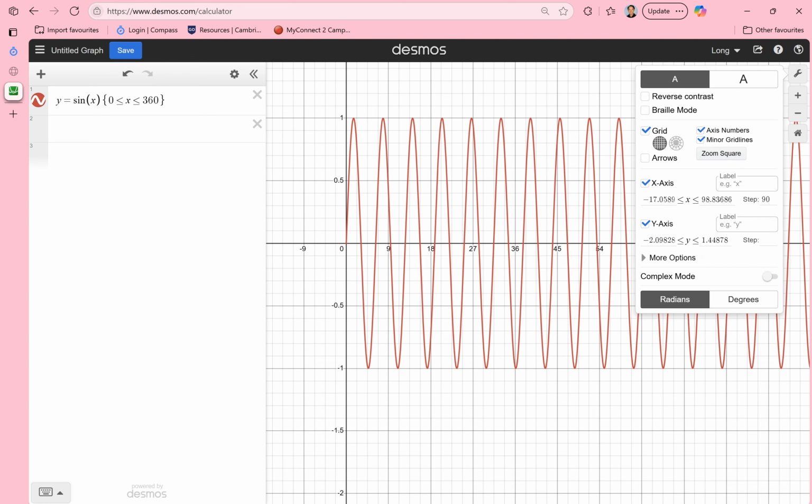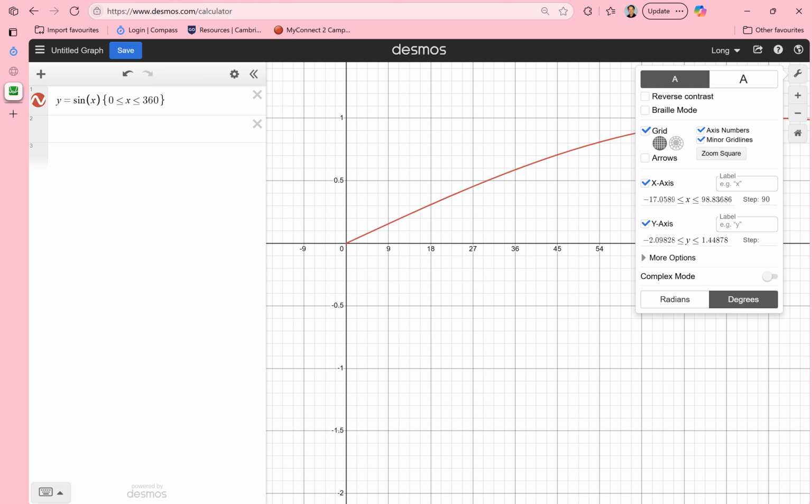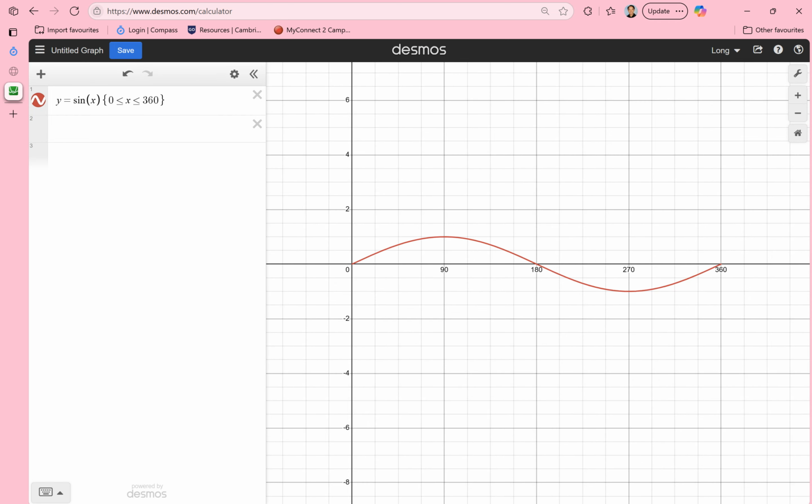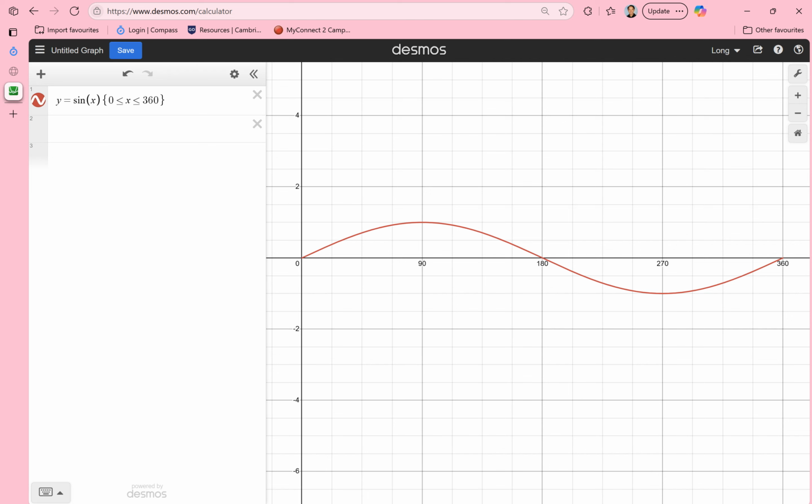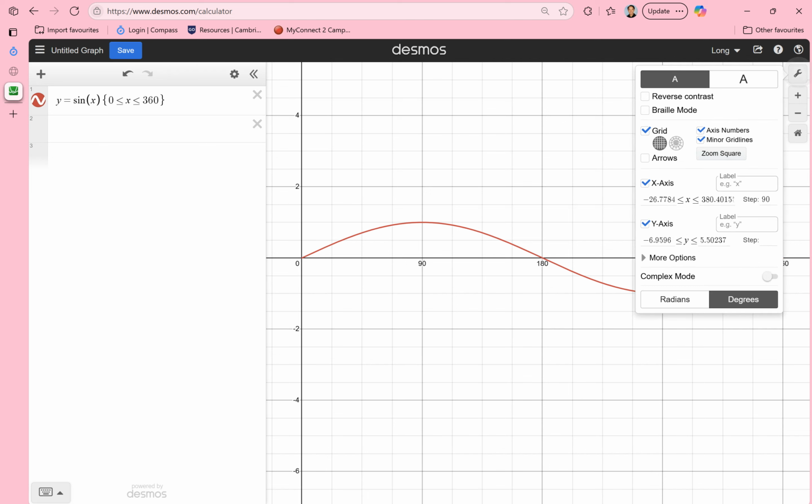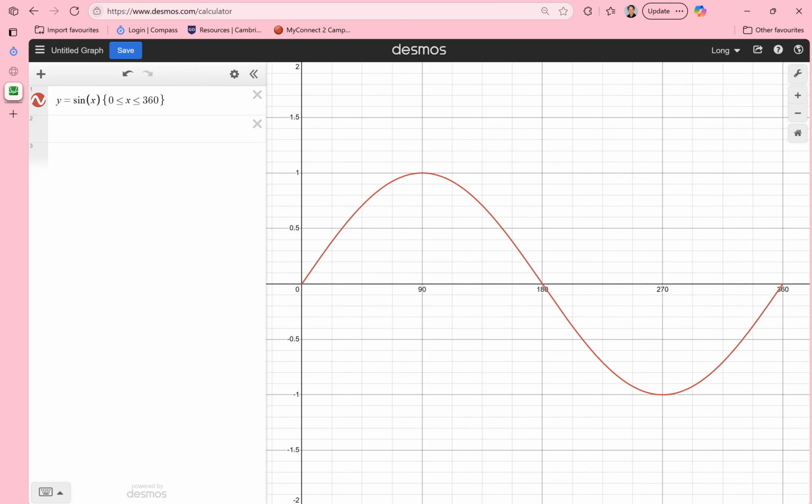I gotta change it to degree mode, but I don't know how to change it to degree mode. Here, there we go. Degrees. Alright, team. Here we go. Let's just change the height from -2 to 2.